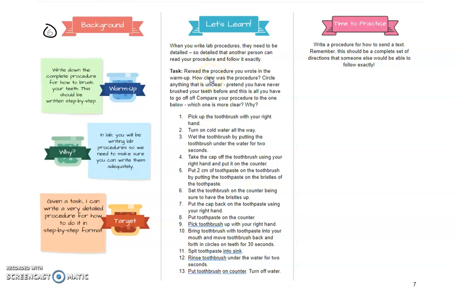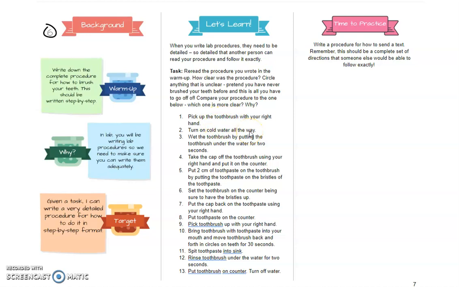So I want you to reread the procedure you wrote in the warm-up. Now think about how clear it was. I want you to circle anything that you think was unclear. So pretend you've never brushed your teeth before and all you have is those directions in front of you. I want you to compare your procedure to one that I've written below, which is fleshed out pretty well. There are spots that obviously can be even more clear, but if you compare what you have to this, I want to see how detailed yours is versus the one that I wrote. So I've written, pick up the toothbrush with your right hand.